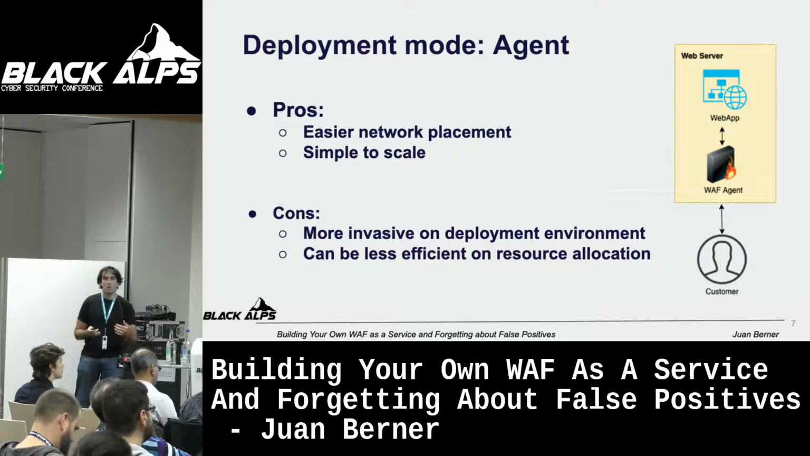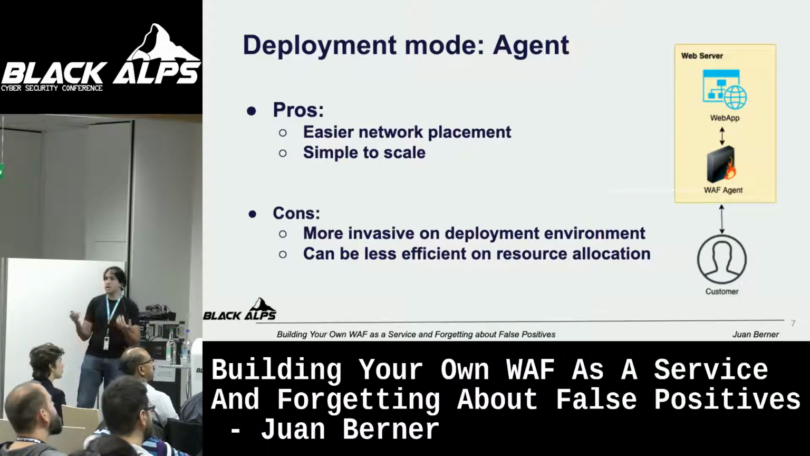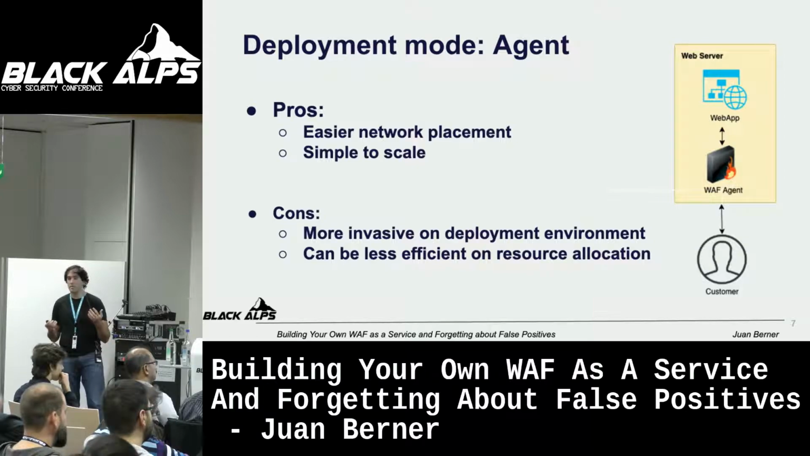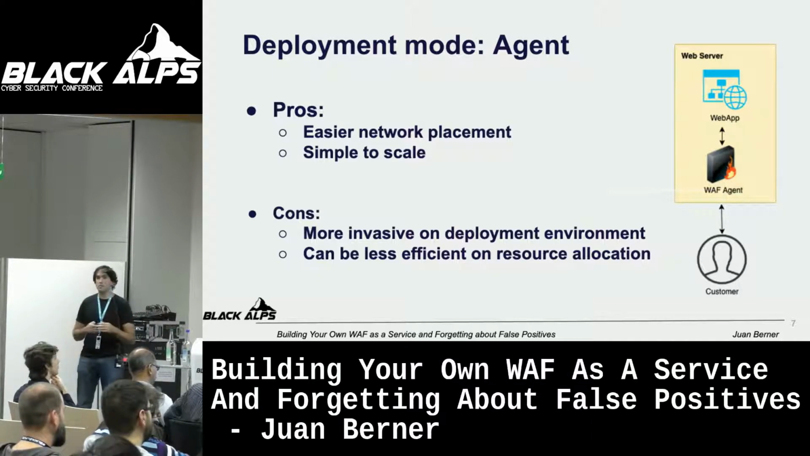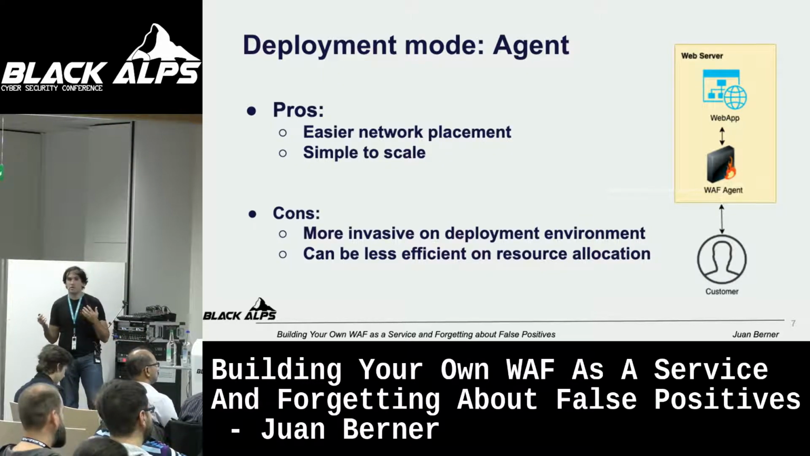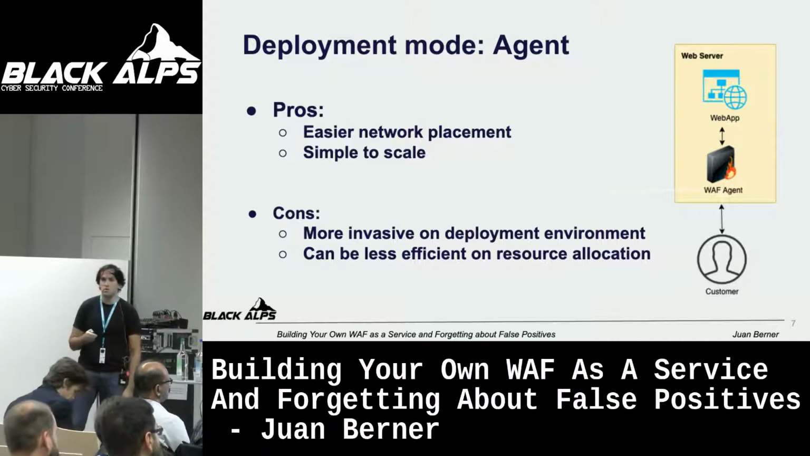A newer deployment mode has been the agent mode. This means that you're placing something alongside your web application. In the Kubernetes world, you can imagine a sidecar. In bare metal, it might be a process running on the same box. It's very easy to scale because it scales with your web application. But of course, it's a lot more invasive, and depending on how many resources this agent needs, it can become very inefficient to use.